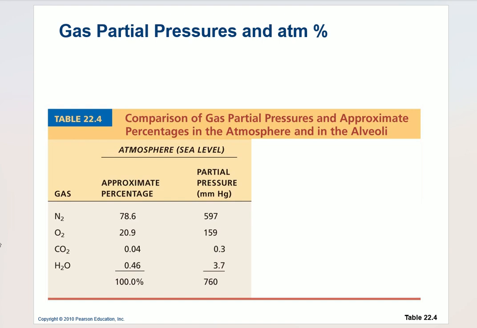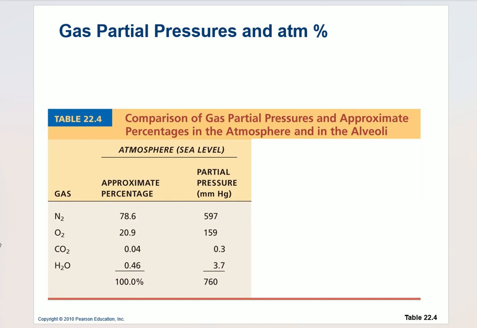Third is H2O, so this isn't in order. I wish it was. Third to that is going to be H2O. That's less than 0.5%. So that's water vapor. And then less than 0.05%, so 0.04% of the air that we breathe is carbon dioxide.